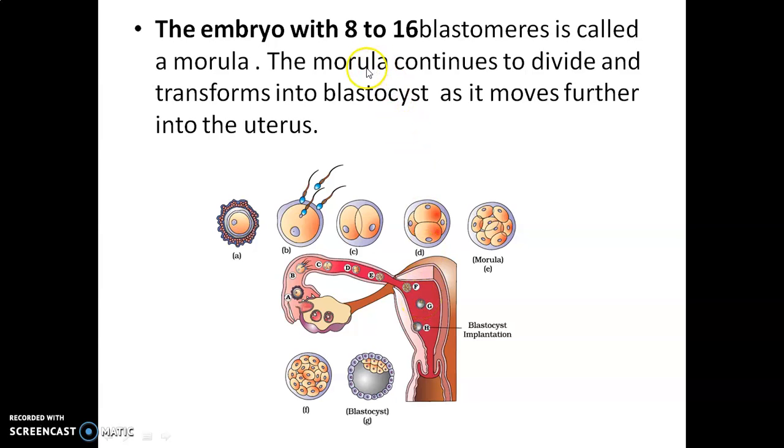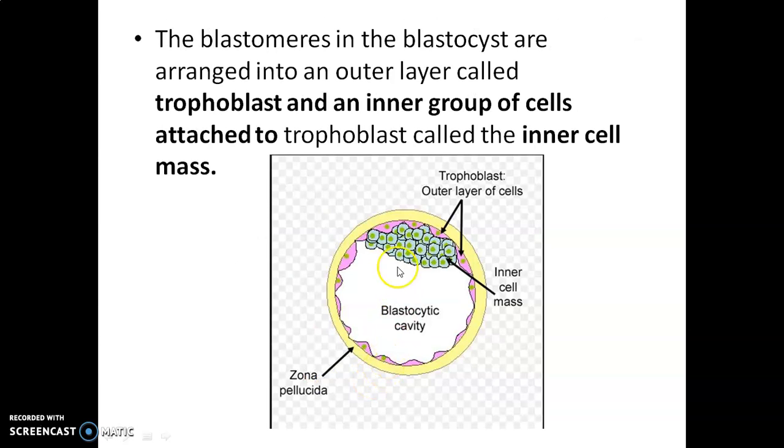Then what happens to the morula? The morula continues to divide and transforms into a blastocyst as it moves further into the uterus. So this is diagram F, and this is diagram G. This condition of the embryo is known as blastocyst. Okay, so one more diagram.